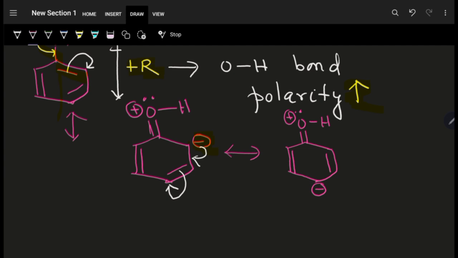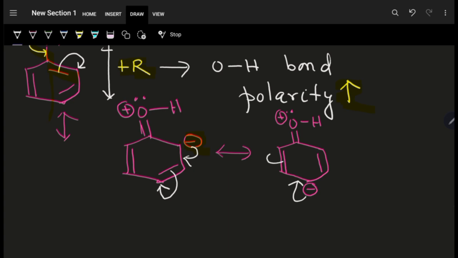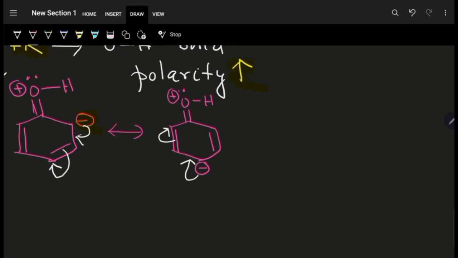Next, what will happen? Try and move the arrow either clockwise or anti-clockwise. Don't move in both directions. Again, the negative charge will come and form a pi bond. The pi bond will open and form a negative charge. So again you will get this type of resonating form.